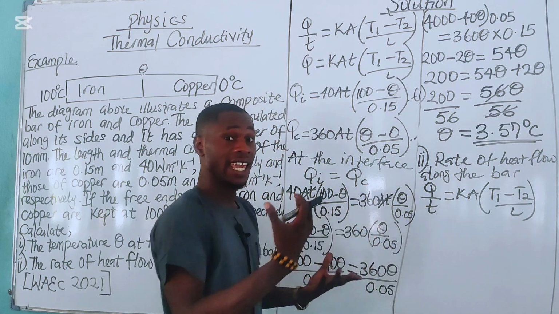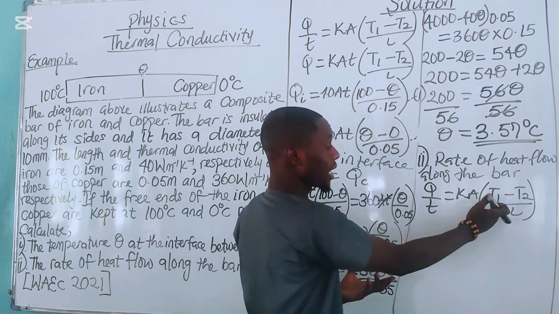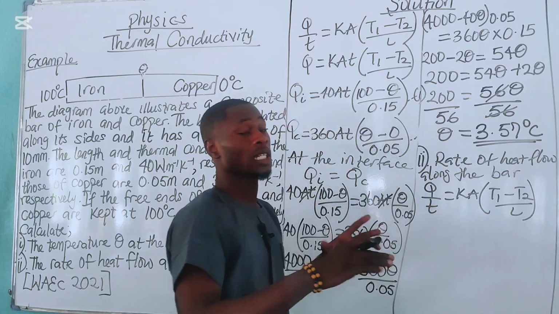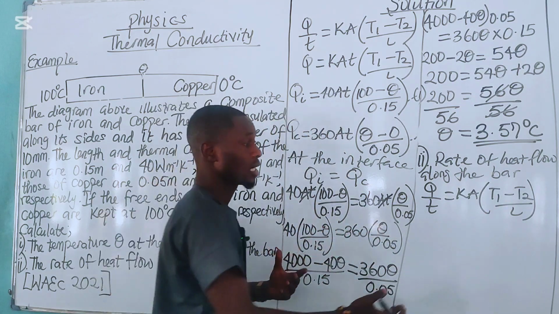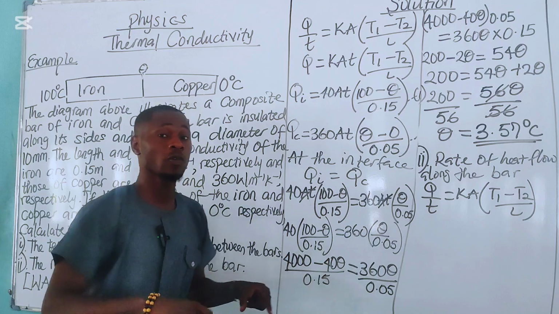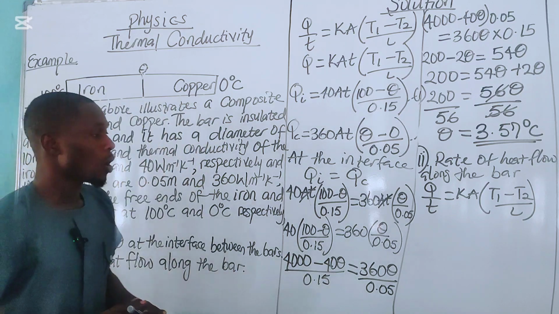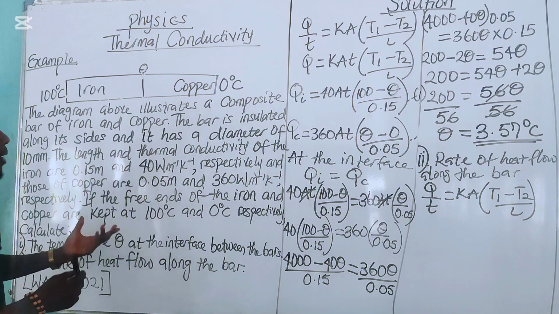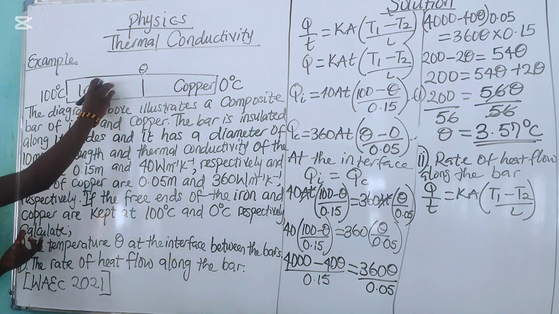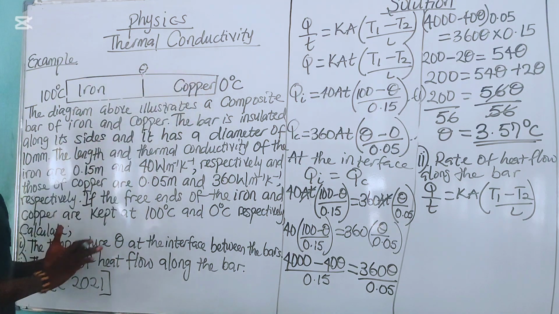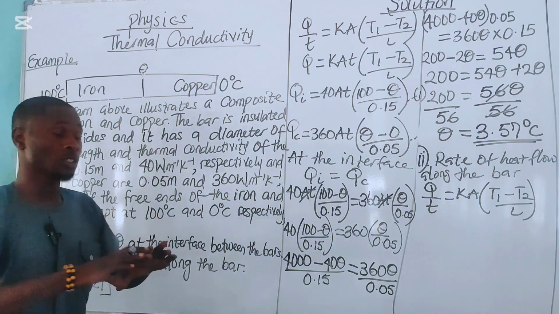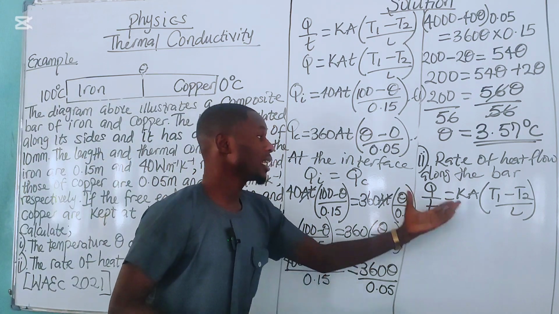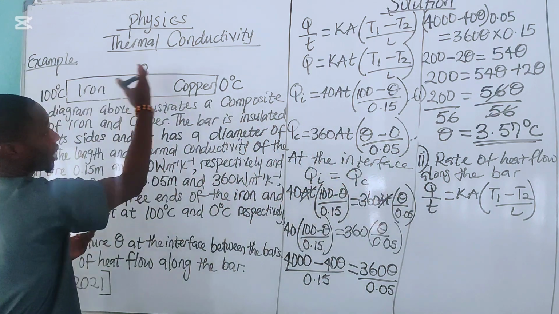A here stands for the area of the composite bar, and T1 minus T2 stands for the temperature difference, and L stands for the length of the bar. In this case, we are given the thermal conductivity of the iron and also of the copper, so we are at liberty to substitute in either that of the iron or that of the copper.